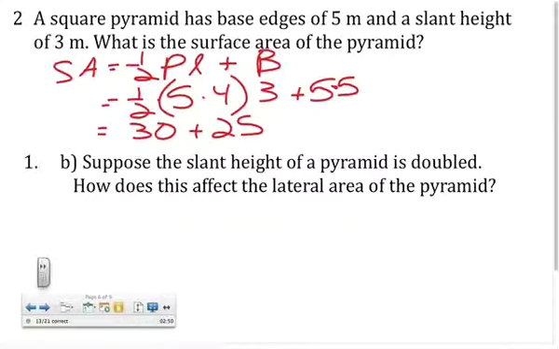Okay, suppose the slant height of the pyramid is doubled. How does this affect the lateral area of the pyramid? What do you think? It'll be double. Just double.